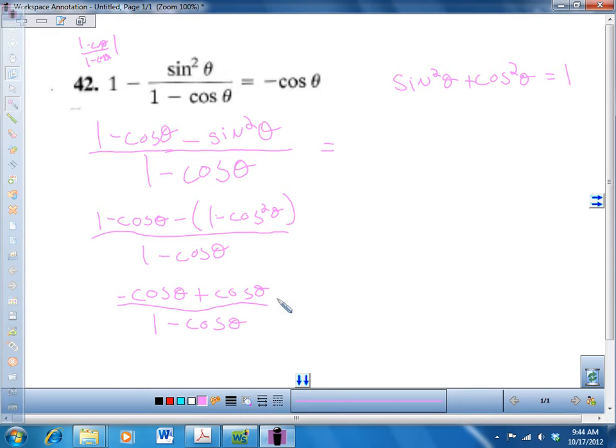Not yet. Okay? So the next thing I'm going to do is look at this. Don't I have a cosine squared? I'm sorry, yes, cosine squared. People get confused when there's all these cosines and stuff. This is exactly the same as having negative x plus x squared over 1 minus x. What can I factor out of both of these? An x. Except since I have a 1 minus cosine theta here, what I want to take out is a negative x.